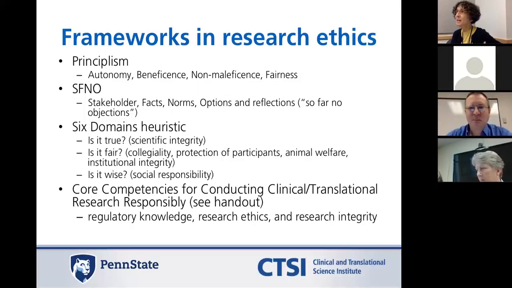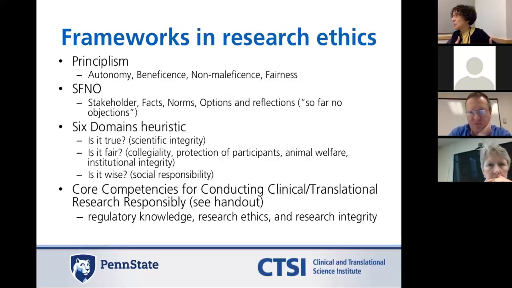It really takes a common denominator approach and asks people to look at who the stakeholders are, what the facts of the case are, and what ethical and legal norms are at question or related to the case. Then, at the end, you take all those facts, work through them, and think about different options or reflections to take.